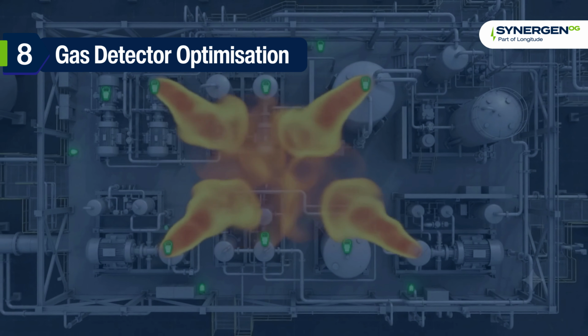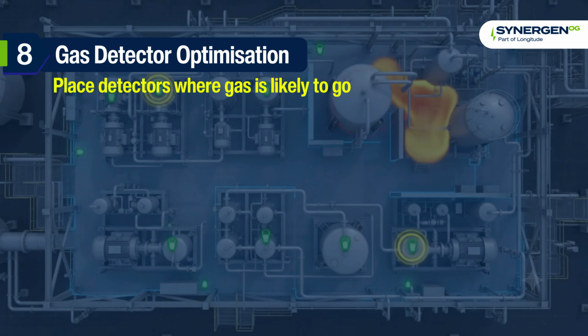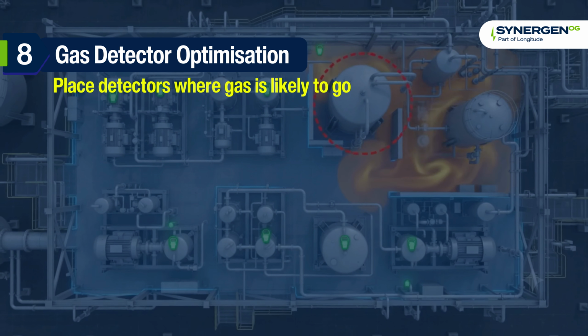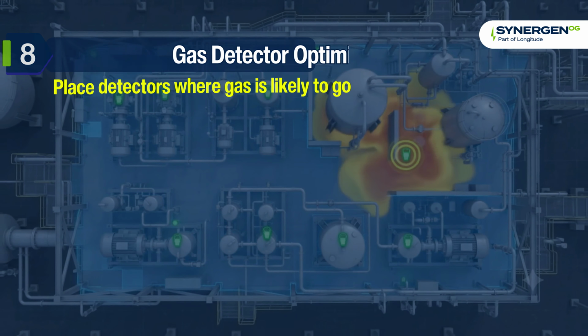Eighth, gas detector optimization. Detector effectiveness depends on where gas is likely to travel and accumulate. CFD-based mapping can reveal coverage gaps that simple detector radius rules may not identify in congested areas.